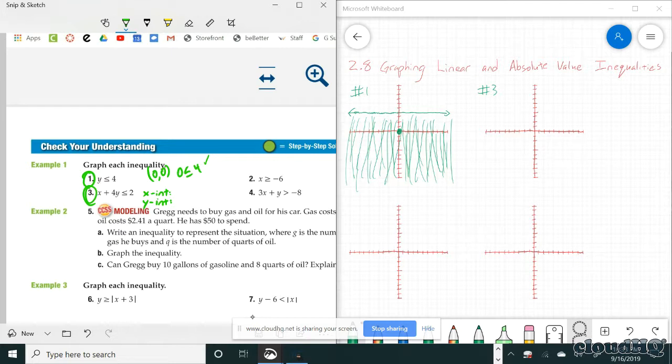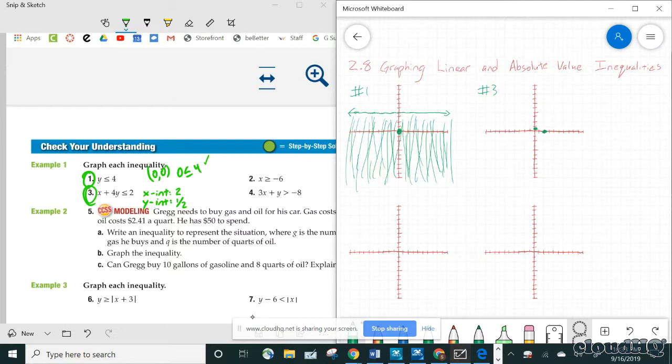X-intercept, plug in 0 for y, you get x is 2. Don't worry about the inequality sign, just use 2. Y-intercept, if 4y is equal to 2, divided by 4, we get 1/2. So on the x-axis, we can go to positive 2. On the y-axis, we go to 1/2.